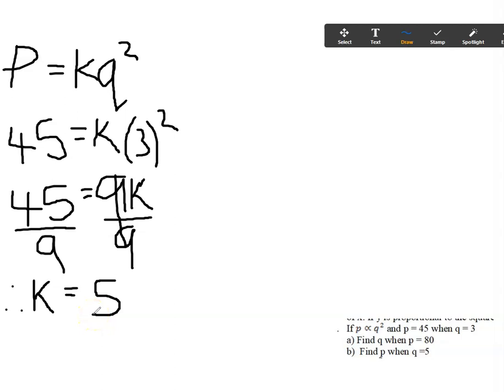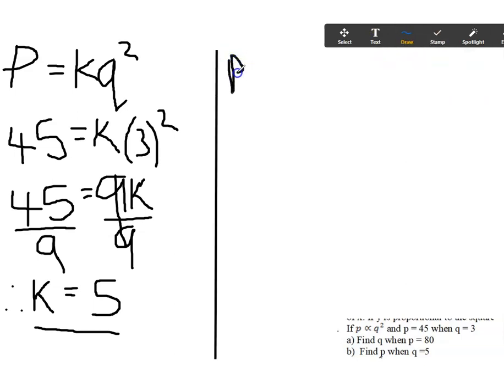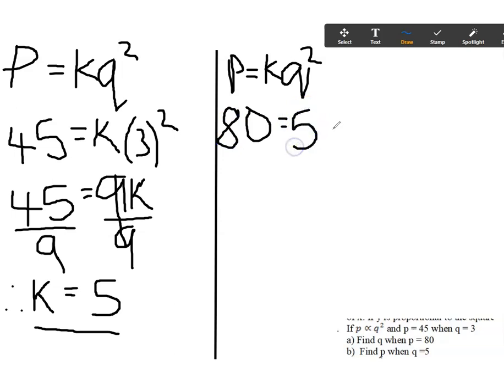The next thing that we need to do now is to answer part A of the question, which says, what is the value of Q when P is 80? So we will always be using K equals 5 for this question. Write back the original equation. So P equals KQ squared. And they said, what is the value of Q when P is 80? So P is 80 now. K is 5. So that's 5Q squared.